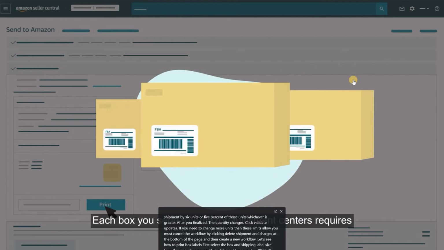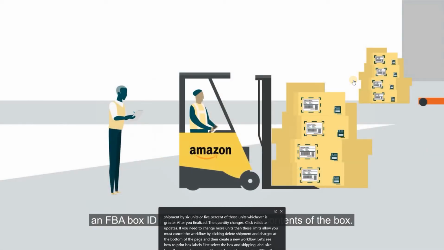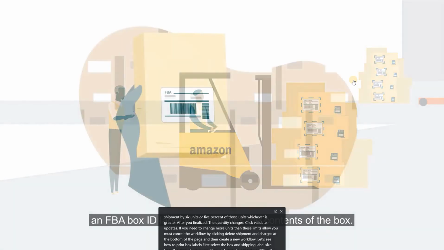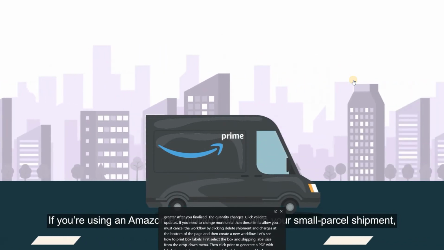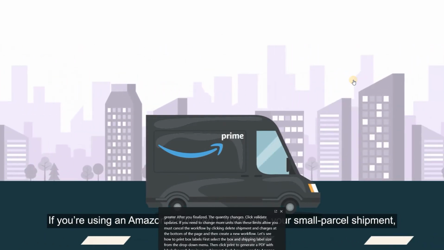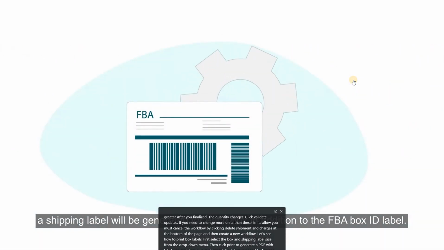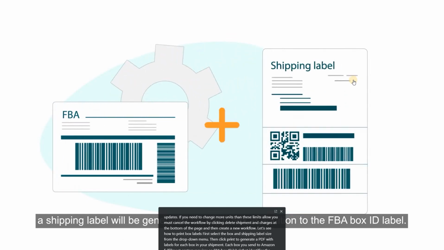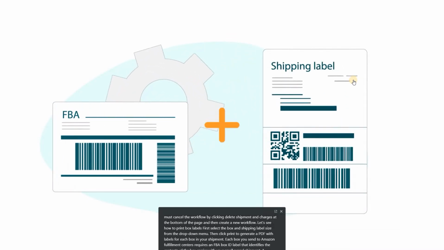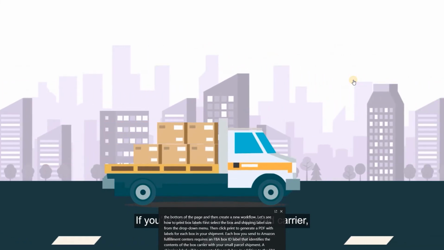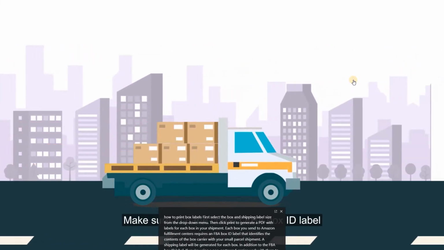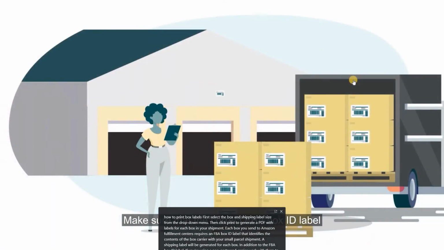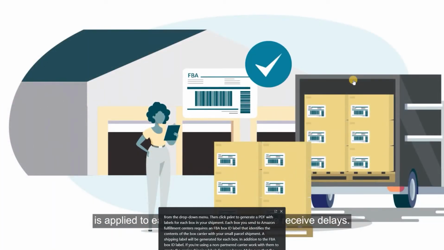Each box you send to Amazon fulfillment centers requires an FBA box ID label that identifies the contents of the box. If you're using an Amazon partnered carrier with your small parcel shipment, a shipping label will be generated for each box in addition to the FBA box ID label. If you're using a non-partnered carrier, work with them to create the carrier shipping labels for your boxes. Make sure that the correct FBA box ID label is applied to each box to avoid excessive receive delays.